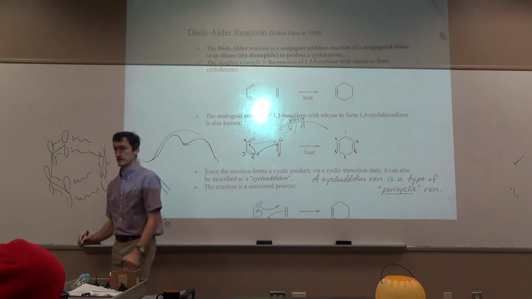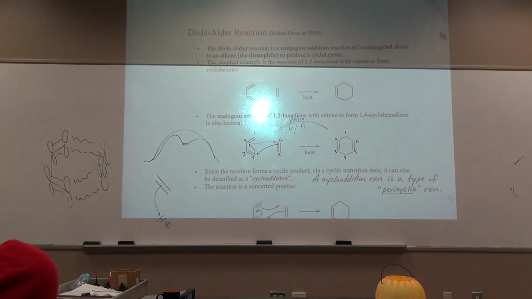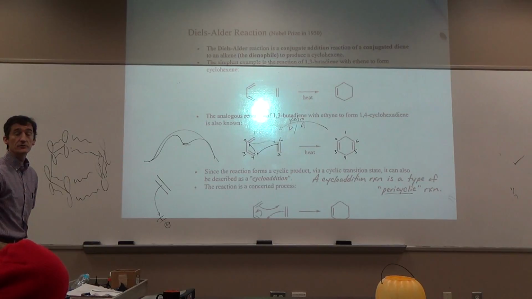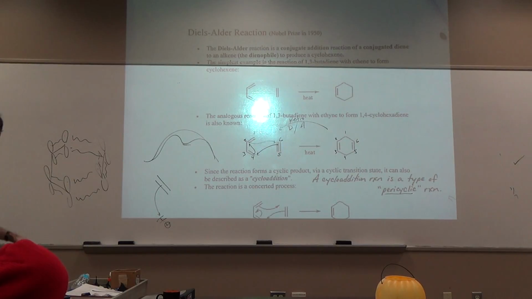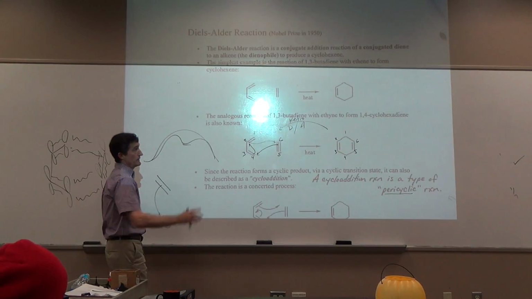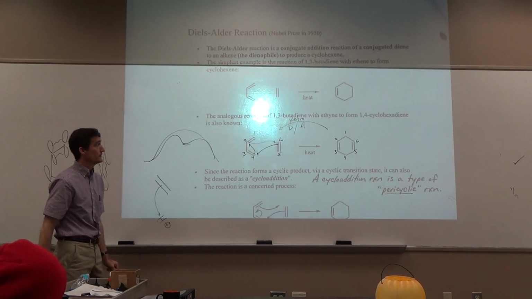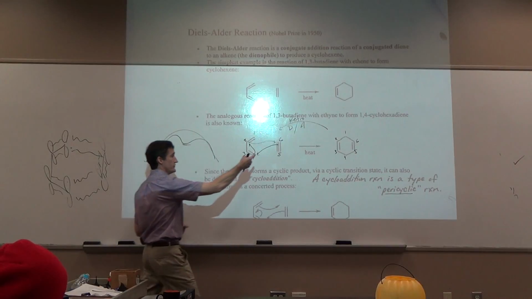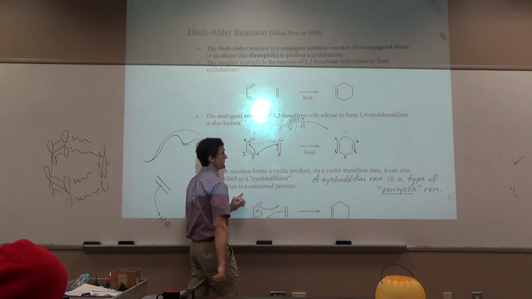Retro Diels Alder. It's a reverse. The reverse is very common also. Usually it's not talked about too much at the introductory level, although it's probably mentioned in your textbook. Any Diels Alder can actually reverse. That would be driven by entropy, 1 going to 2.